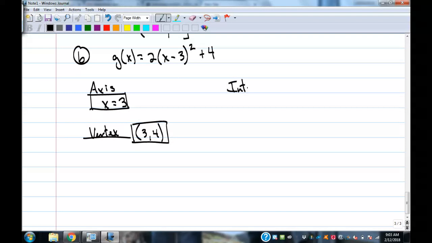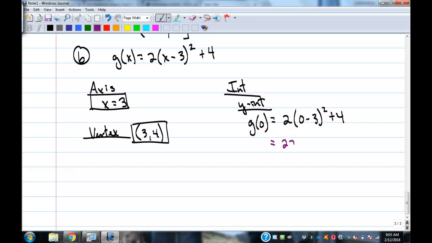Intercepts, this is not as easy here. So let's find the y-intercept. It doesn't matter what order you find the intercepts in. I just tend to do the y one first. So g of 0 is 2 times 0 minus 3 squared plus 4. So that'd be 2 times 9, 18, plus 4 is 22. So 0, 22. Across the y-axis at 22. Good ways up.